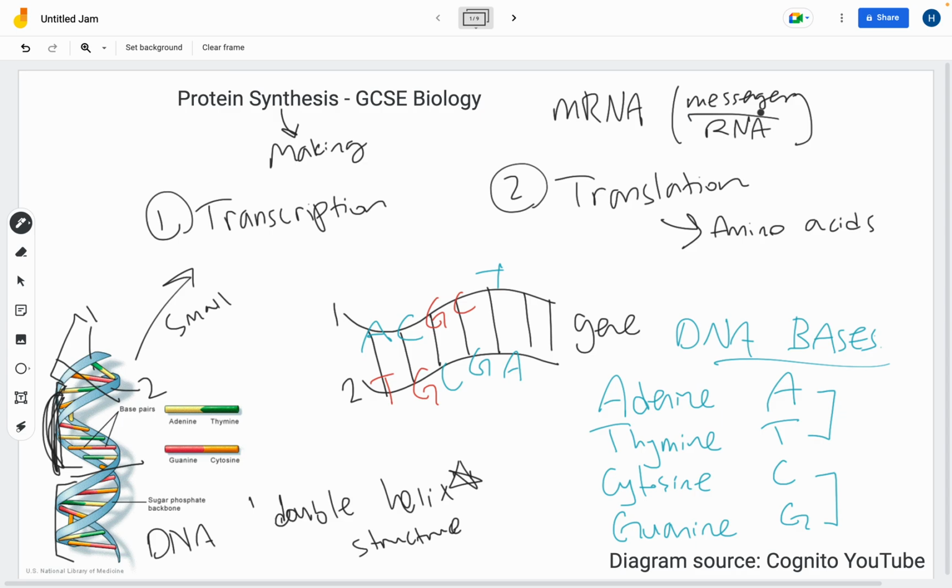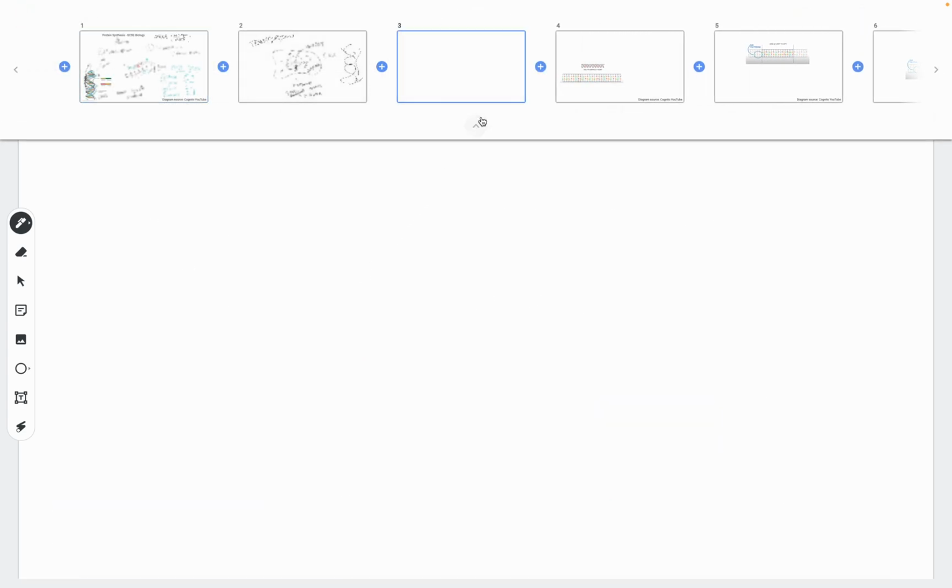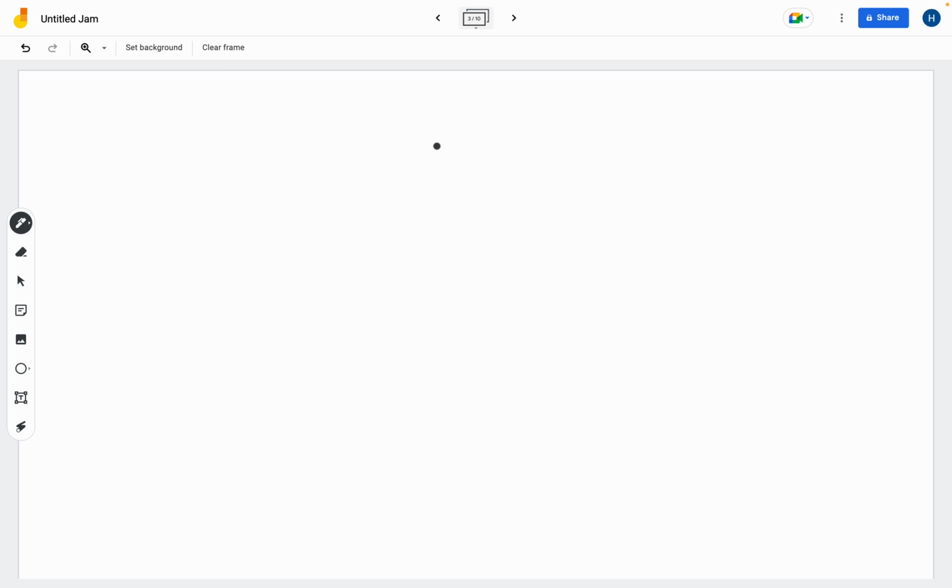So there's quite a few differences between the messenger RNA and the DNA, and you do need to know this. So the differences between the DNA and the mRNA, which is the smaller version so that it can be sent to the ribosome, right? So let's take a look at the differences between mRNA and DNA.